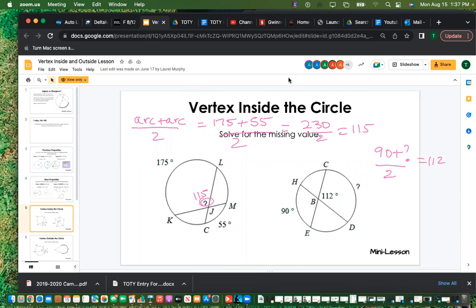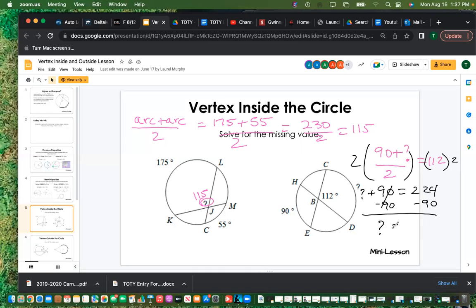We're going to multiply by 2 on both sides. And so that's going to give me 90 plus question mark equals 224. Then we're going to subtract 90 from both sides. And that gives me question mark equals, somebody do 224 minus 90.